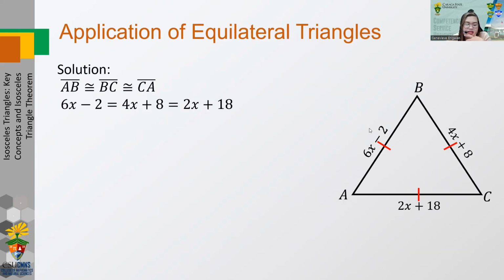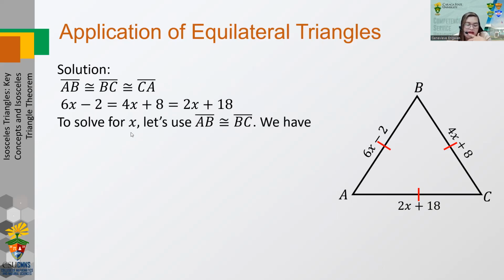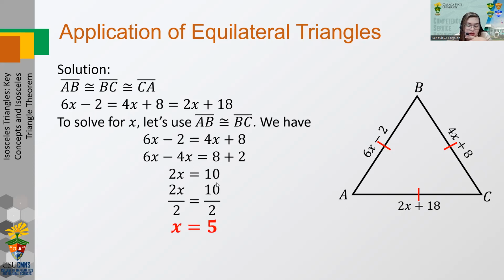So congruent man na sila kay equilateral triangle. So you can have this. You have 6x minus 2 is equal to 4x plus 8, which is equal to 2x plus 18. Okay, so isolve nato nga equal si AB and si BC. So kanang duha, 6x minus 2 is equal to 4x plus 8. Combine like terms. So you have 6x minus 4x is equal to 8 plus 2. So you have 2x equal to 10. So x is equal to 5.